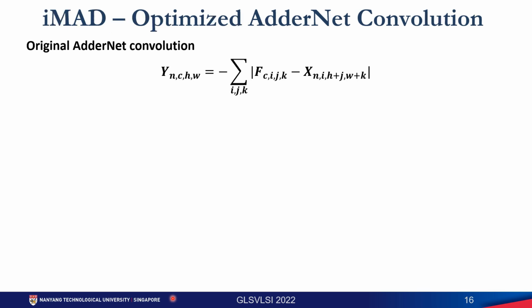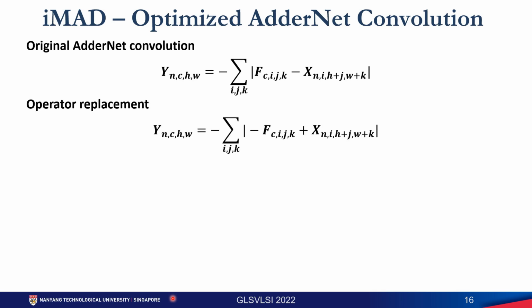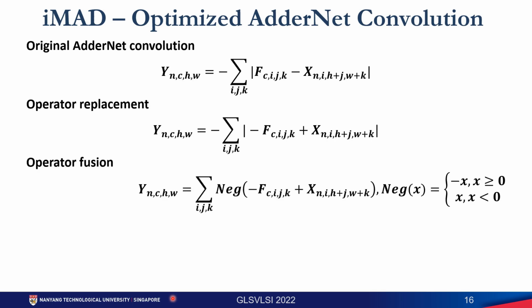Following this logic, we propose the optimized AdderNet convolution algorithm for our in-memory accelerator. Because the filter weights are known before inference, we can use their offset values. Thus, the subtraction between the weights and the activation is replaced by addition. Further, we fuse the absolute function with the subtraction. It results in a negative function. We fuse the negative function with the accumulation, so that we only need to subtract the positive numbers and add the negative numbers.